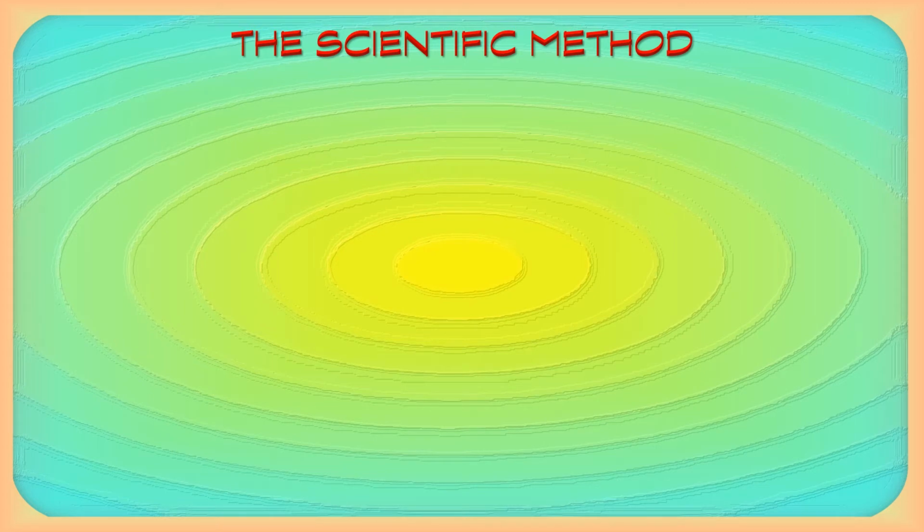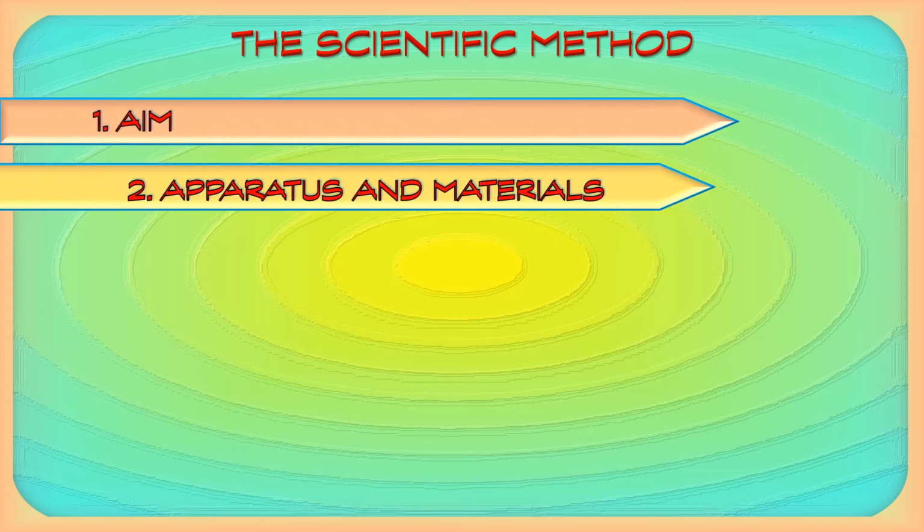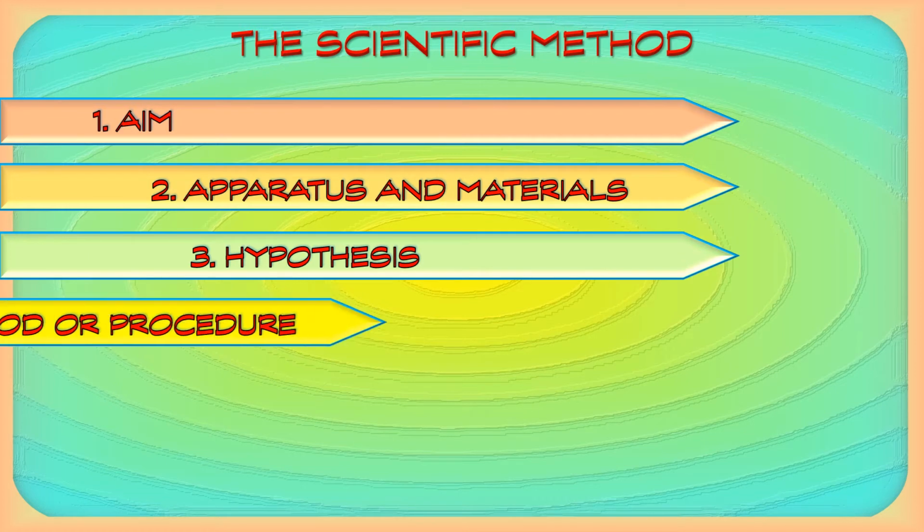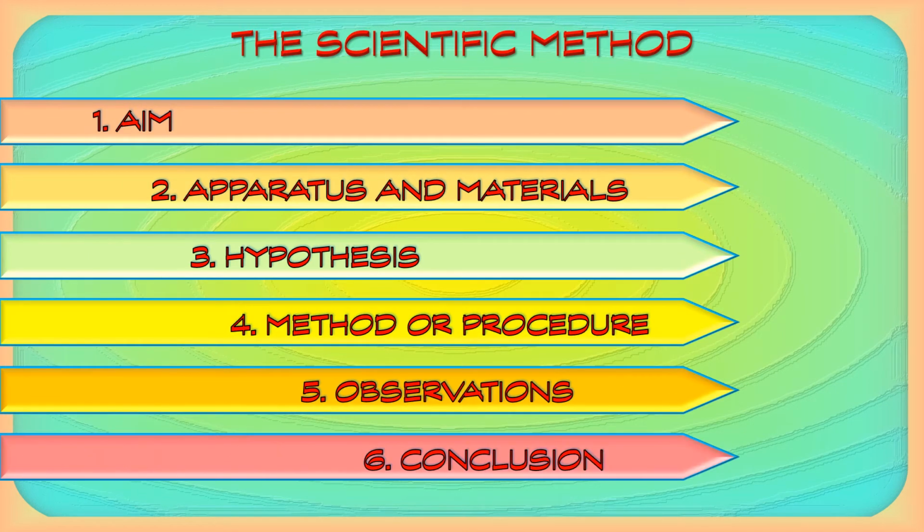We said that science is the systematic study of the world. The scientist uses the scientific method. There are six stages to the scientific method: aim, apparatus and materials, hypothesis, method, observations, and conclusion.